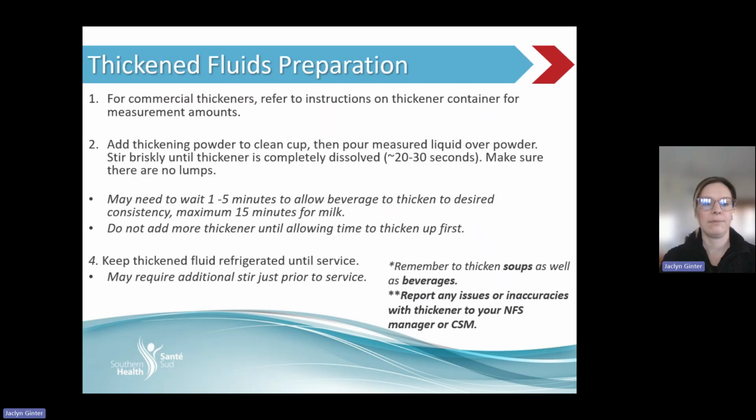When thickening fluids with commercial thickeners, you want to refer to the instructions on the thickener container for measurement amounts. Add thickening powder to a clean cup and then pour the measured liquid over top. Stir briskly until the thickener is completely dissolved, about 20 or 30 seconds, and make sure that there are no lumps. You might need to wait 1 to 5 minutes to allow the beverage to thicken to the correct consistency. It could take up to 15 minutes for milk.